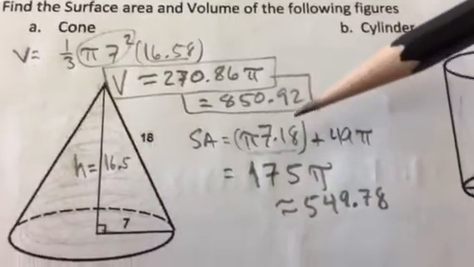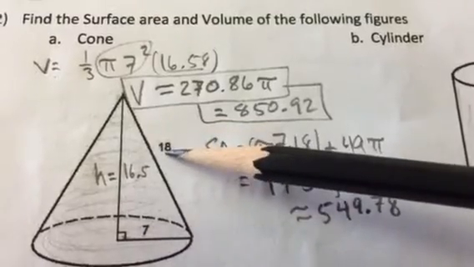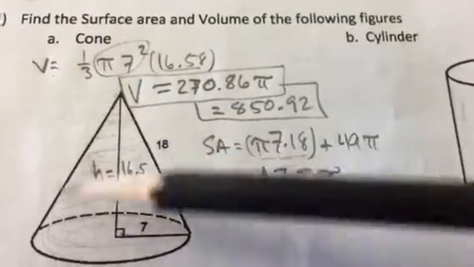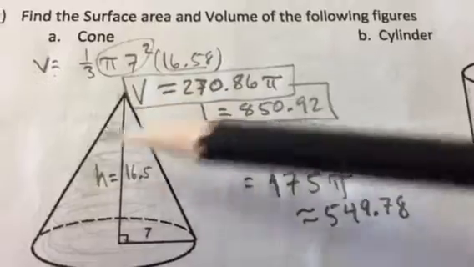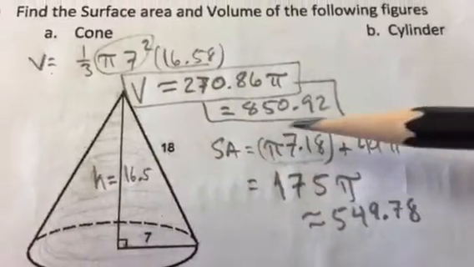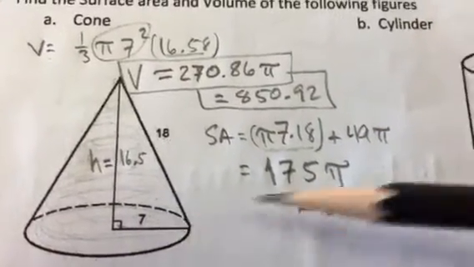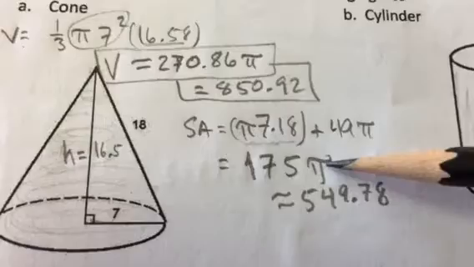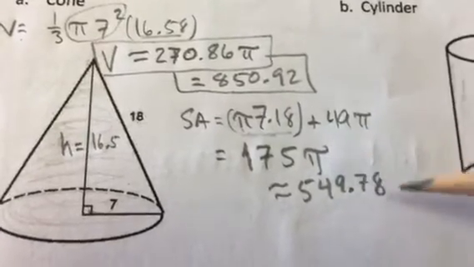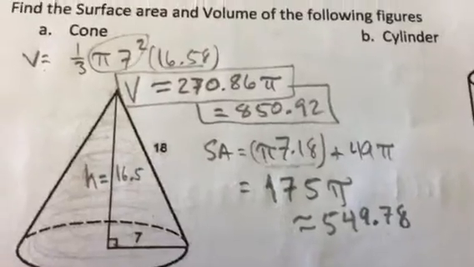The surface area is pi times the radius times the slant height, which is the lateral area of the cone. That's the slanted sloping sides of the cone. So that little calculation right there gives you that. The base area is a circle, 49 pi, and you do all of this, you get exactly 175 pi and about 549. So that's the surface area and the volume of that cone.